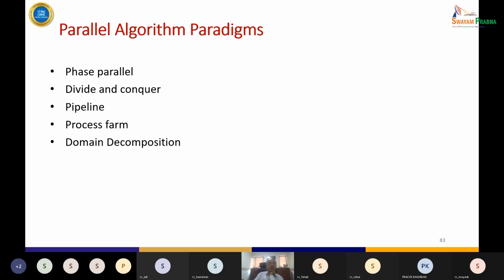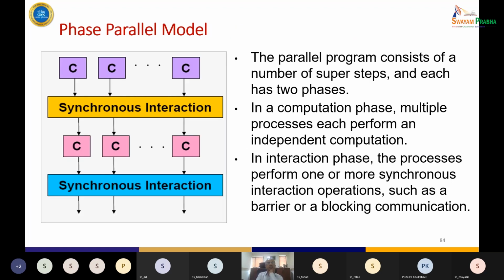These are some of the mechanisms used. I will go through them one by one. First, phase parallel. The program is divided into supersteps. A superstep is a combination of compute and synchronize. They compute, and this increases time. Then they wait at a barrier, exchange information, and go ahead with the next set of data, then interact again.